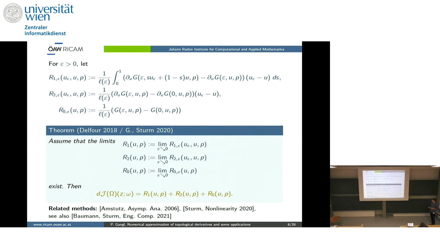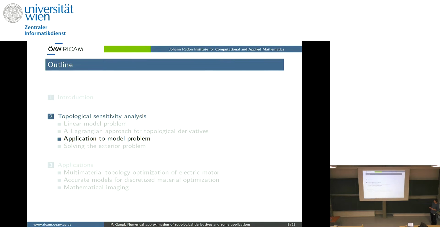Also, certain cost functionals cannot be treated in this direct way, which can be treated using one of the other ways. If you're interested in a more detailed comparison of those three approaches, you can look into this very nice review of Kevin and Philipp Baumann, where they compare first and second order topological derivatives using those three approaches. Okay, so coming back to our model problem.